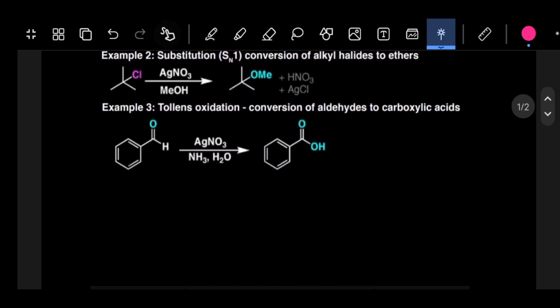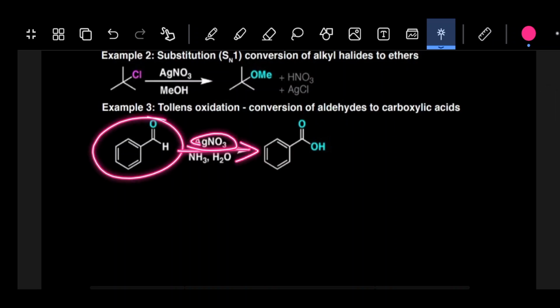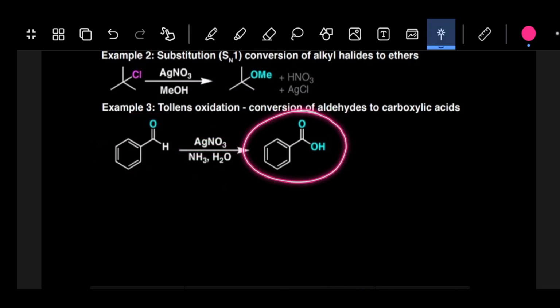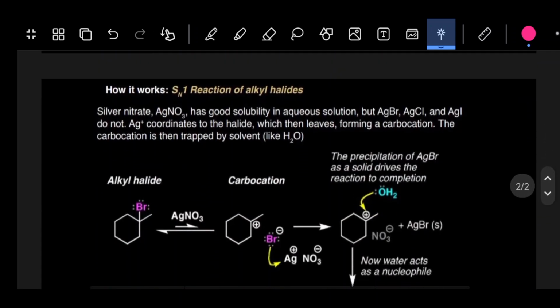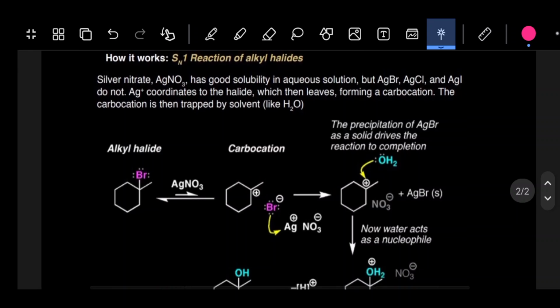Then the Tollens oxidation, we have already seen this. Basically an aldehyde reacted in the presence of AgNO3, ammonia and water gets oxidized into an acid. So up to here are the reactions. Now let's look into the mechanism. It's easier, a typical SN1 reaction. If you already know this, it will be useful as a revision, and for those who don't, pay attention.